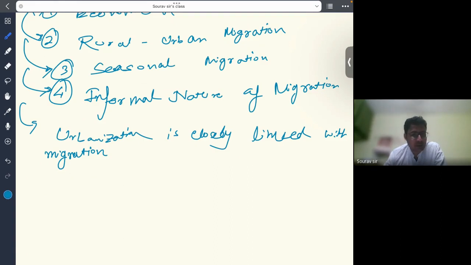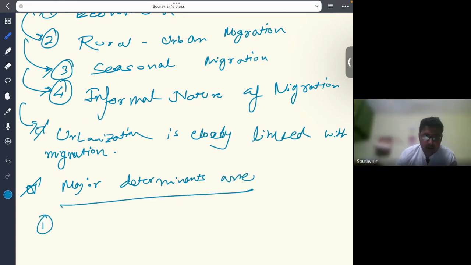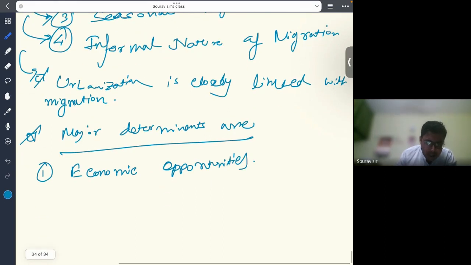And the third part of the question was, what are the major determinants of rural to urban migration in large agglomerations in India? In this case, the major determinants are, firstly, economic opportunities. Obviously, the availability of better economic opportunities such as jobs, higher wages, and better living conditions are the main drivers of migration to cities. Secondly, the educational opportunities.